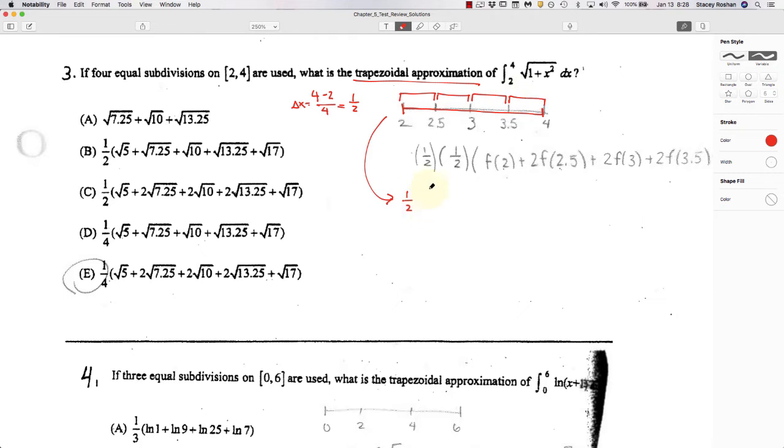So I am going to factor that out. And then the first trapezoid, this is trapezoid 1, right? I use those two. So f of 2 plus f of 2.5 all over 2. I am averaging those. And then the second trapezoid is going to be these two. And then the third trapezoid is going to be these two. And then the fourth trapezoid is going to be these two, right?